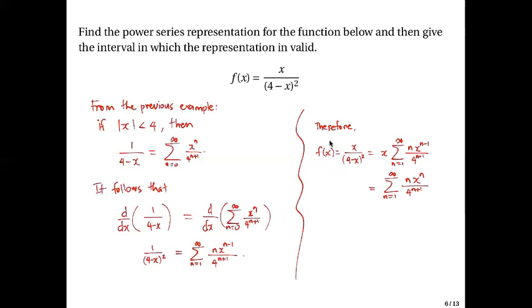But take note that since this series is valid only in this interval, we have to put that condition. So let's just write it here. Therefore, if the absolute value of x is less than 4, then our f of x, which is given by this, will be this series. So this is the power series representation of this function.